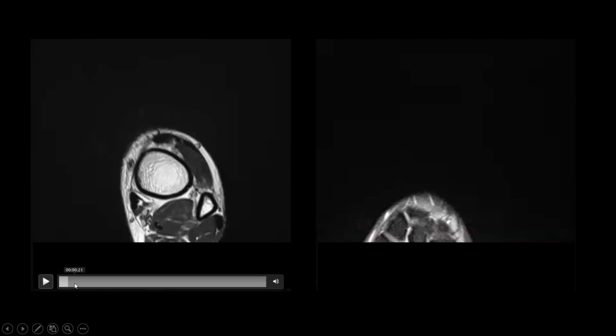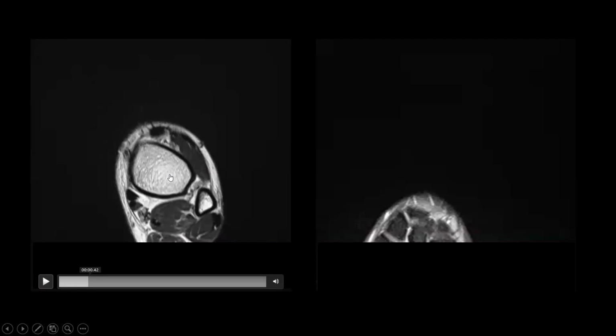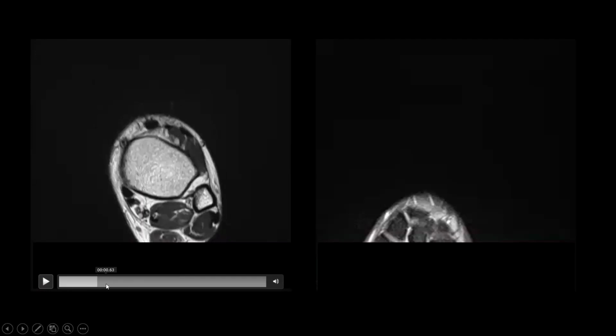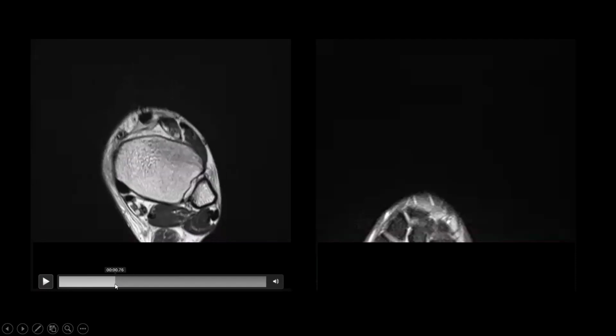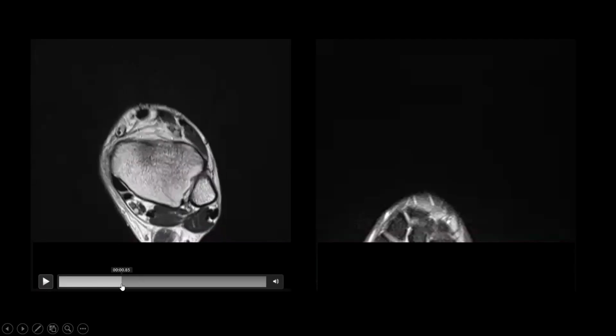So as we are moving down, we can see this axial view and we can see the tibia and fibula and the space between tibia and fibula. As we move down, this space decreases, and here comes the posterior and anterior tibiofibular ligament or high tibiofibular ligament.